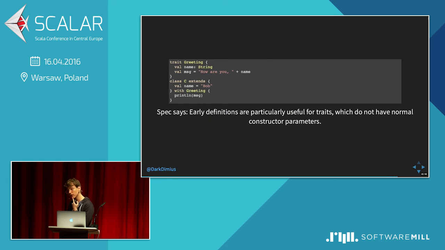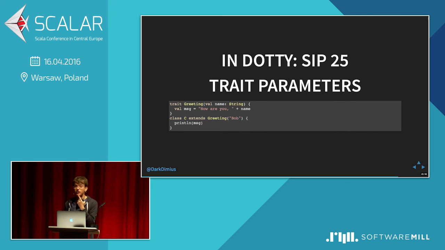Well, the spec actually has an interesting sentence about early definitions. The spec has a small comment saying that early definitions are particularly useful for traits that do not have constructor parameters. Well, why don't they? Why don't traits have constructor parameters? Well, there is a SIP for this. There is SIP 25, proposed by Martin Odersky around a year ago, which is implemented in Dotty. And in Dotty, traits can have constructor parameters.